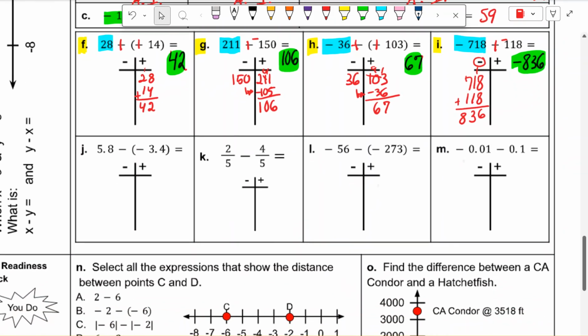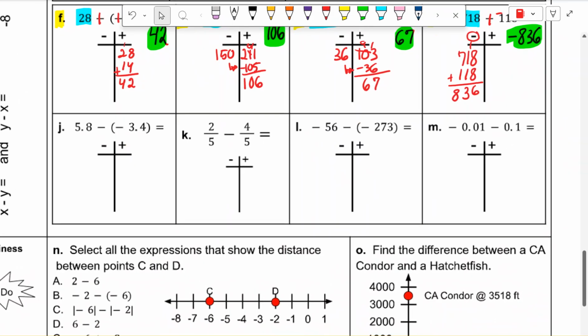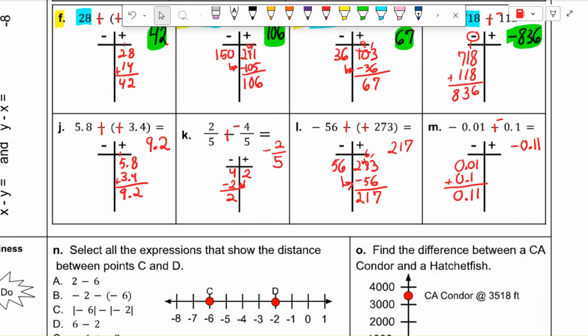All right, so now we have some rational numbers. So we have decimals and fractions. Pause the video and try J, K, L, and M. Pause now. Okay, here you have J, K, L, and M. I'd like to bring your attention to K.